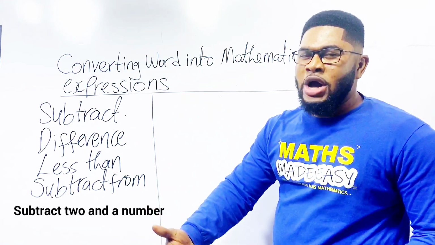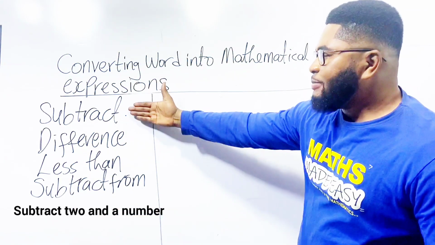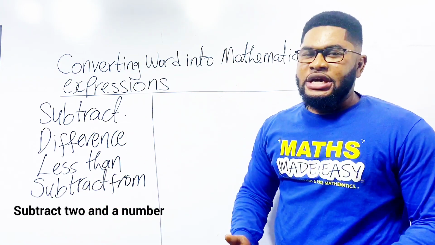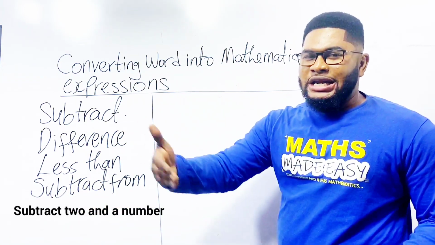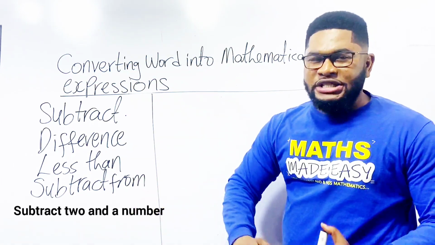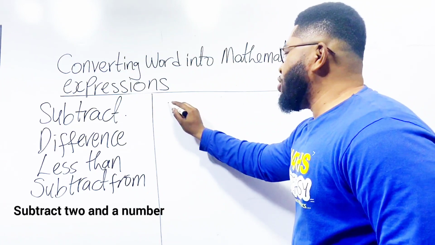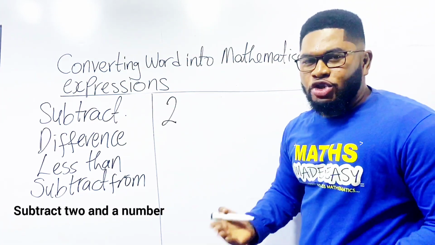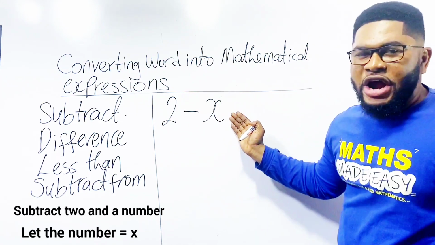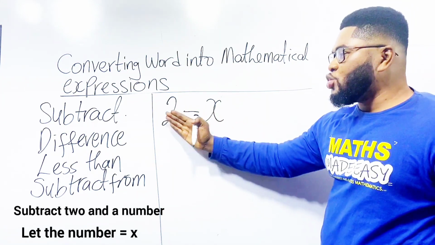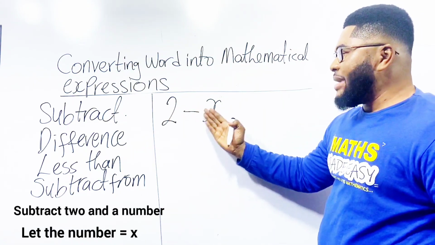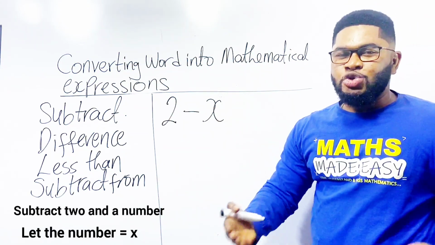Subtract 2 and a number. This statement means that I want to subtract 2 and a number. Remember, in this case, we are not subtracting from, we are just subtracting. So the real number 2, subtract 2 and a number, minus. Let the number be represented with the variable x. We'll have the mathematical form as 2 minus x.